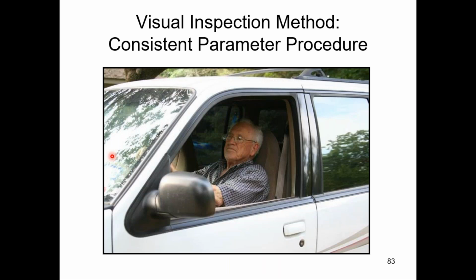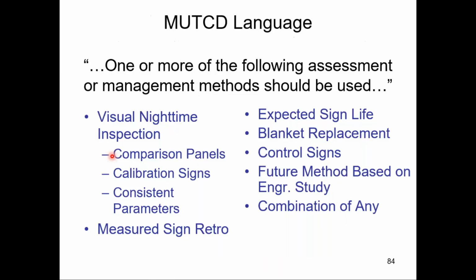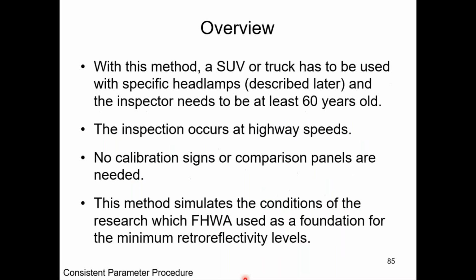The inspections are done in an SUV or pickup truck vehicle, and the inspector is an older driver. The operator doesn't have to be older, but the inspector needs to be an older driver. So that's what's meant by consistent parameter. And again, we're in the third and final visual nighttime inspection or assessment method. In this method, you have to use an SUV or a pickup truck that has specific headlamp types, and we'll talk about those here in a few minutes. And the inspector needs to be at least 60 years old.